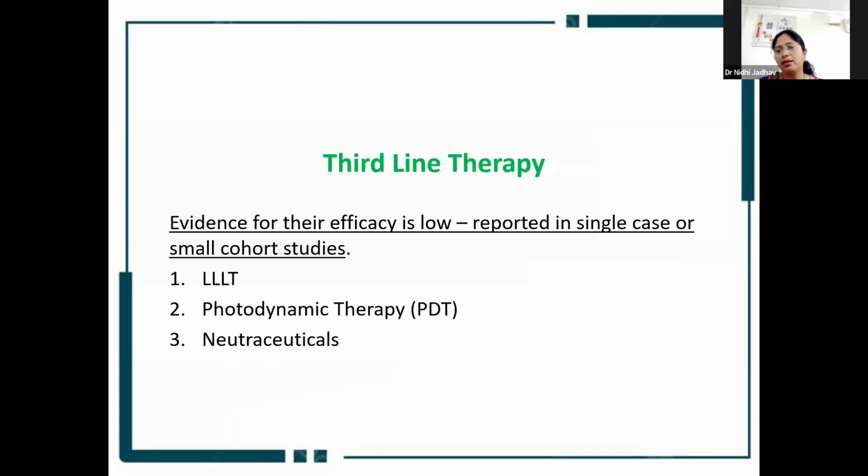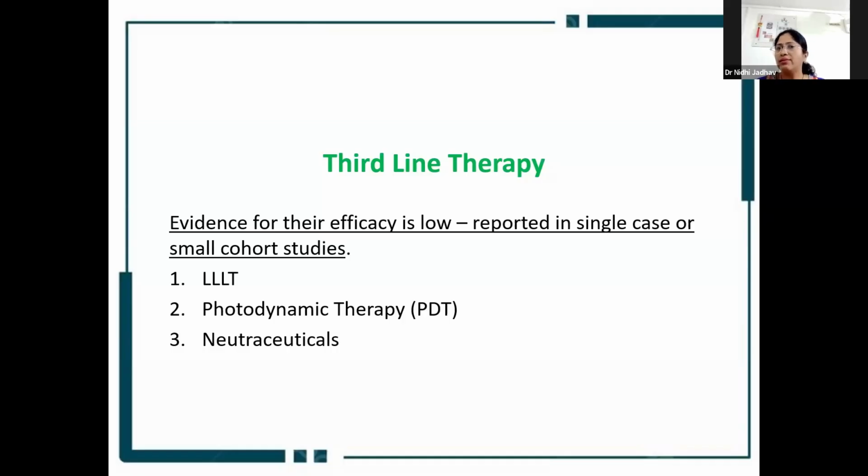Now I would say here that in all these therapies, though there is evidence for their efficacy, the evidence is low because not much has been discovered or studied, or we are getting only single cases here and there as case reports or small cohort studies. So there are good results which have been obtained in these small cohort studies and single case reports, and more such long-term studies should be done in this aspect.